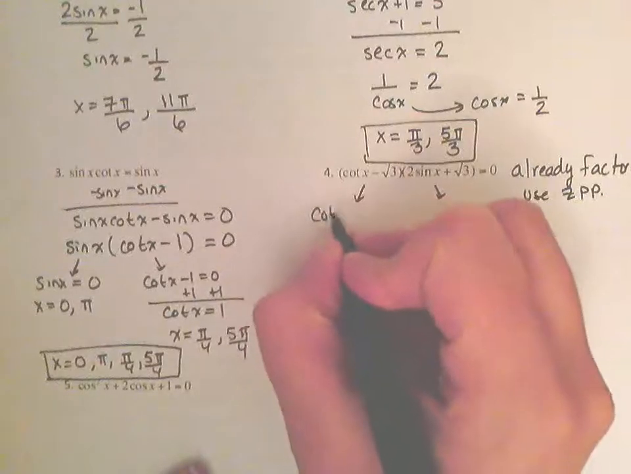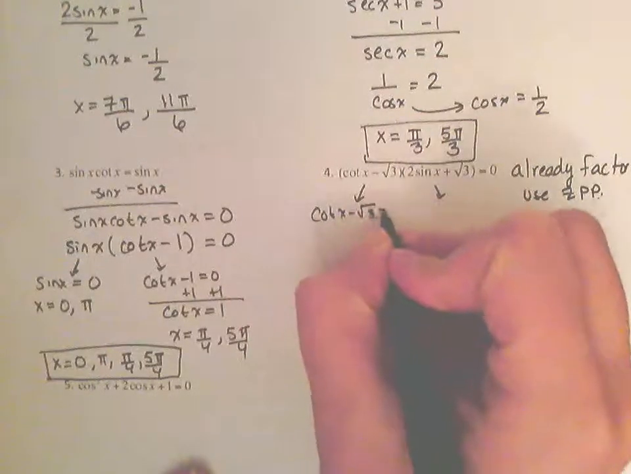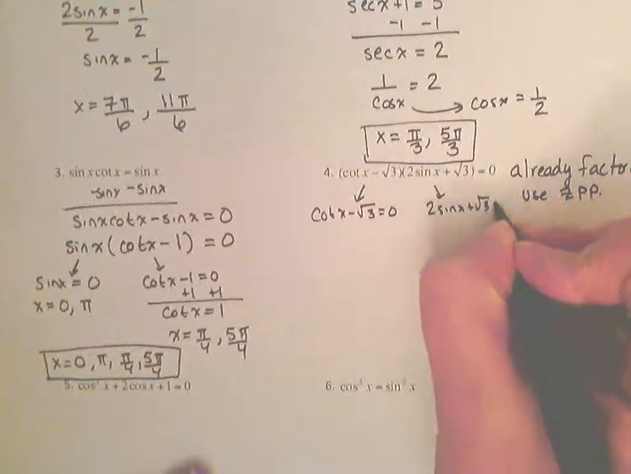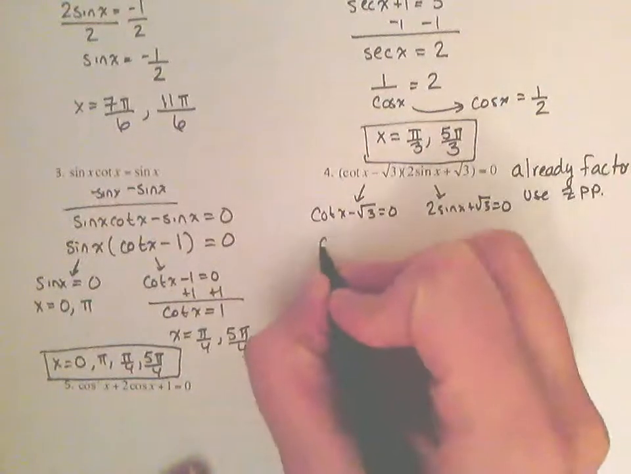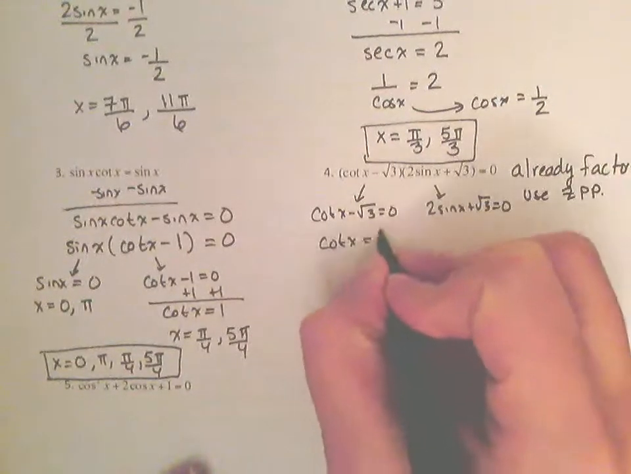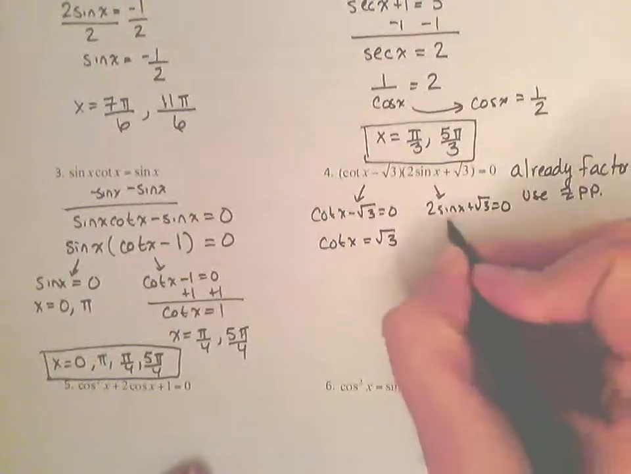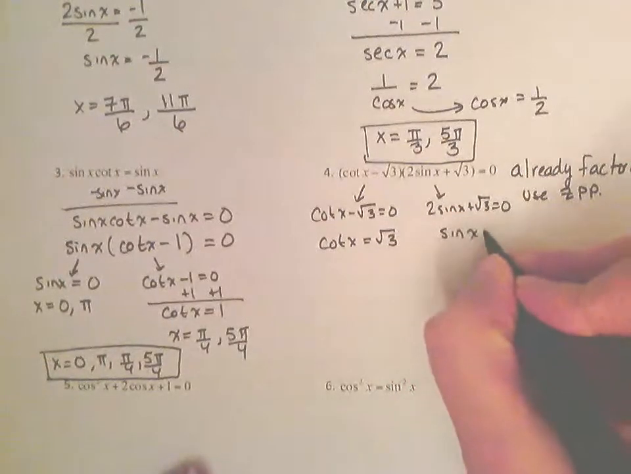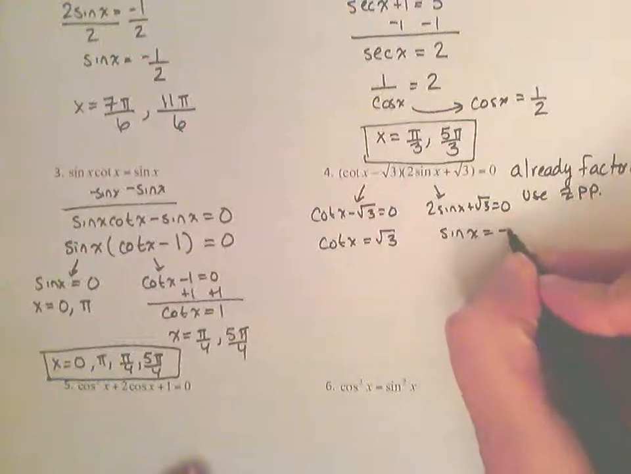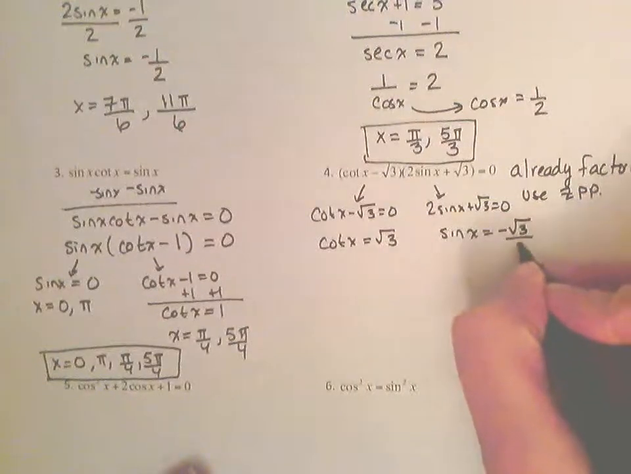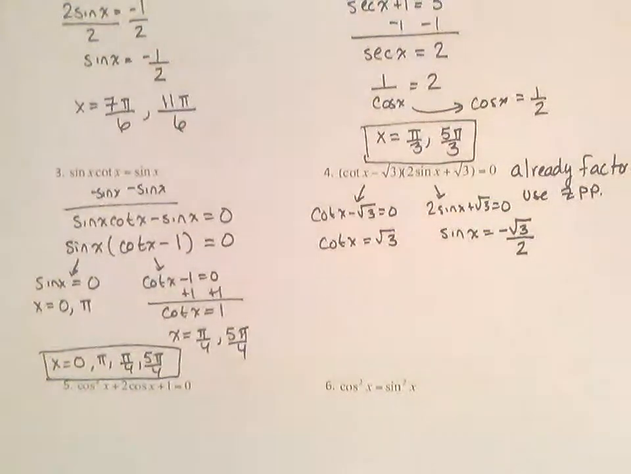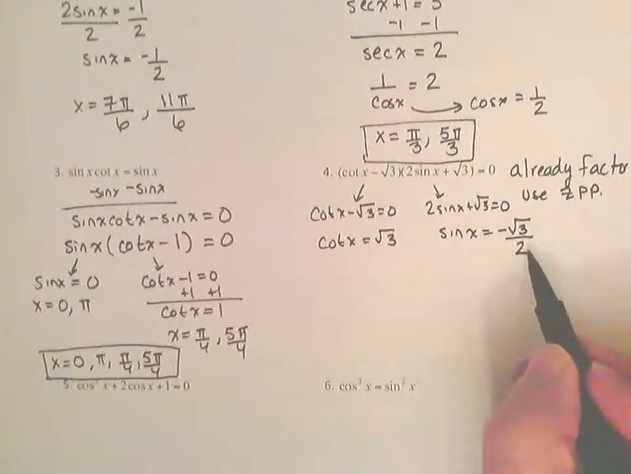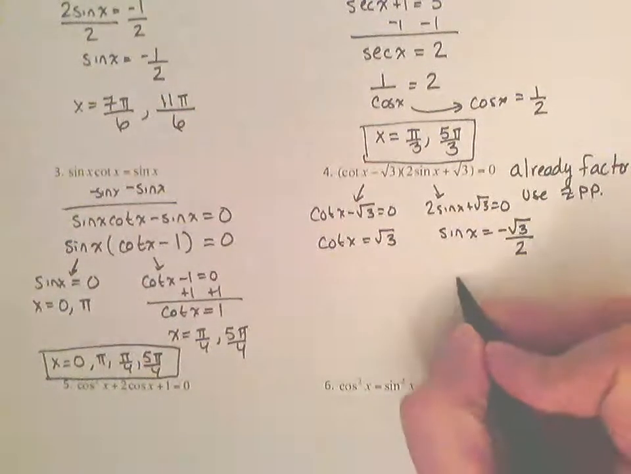So this is cotangent of x minus square root of 3 equals 0. And this is 2 sine of x plus square root of 3 equals 0. So when we solve this, cotangent of x equals square root of 3. And I'm going to solve this guy in one step. So I'm going to subtract square root of 3 and then divide it by 2. Okay? Now this side is easy because it's just sine of x. So let's solve this side first.